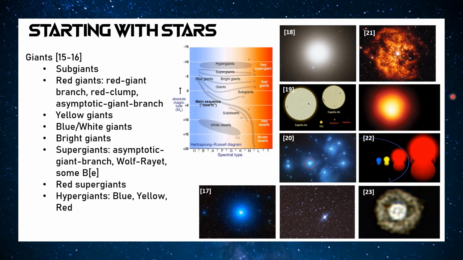Okay, then there's bright giants. They're kind of between normal and supergiants. And we've already seen this. Canopus is actually a bright giant. Then there's supergiants, extra large stars. One of the subtypes of that is Wolf-Rayet stars.